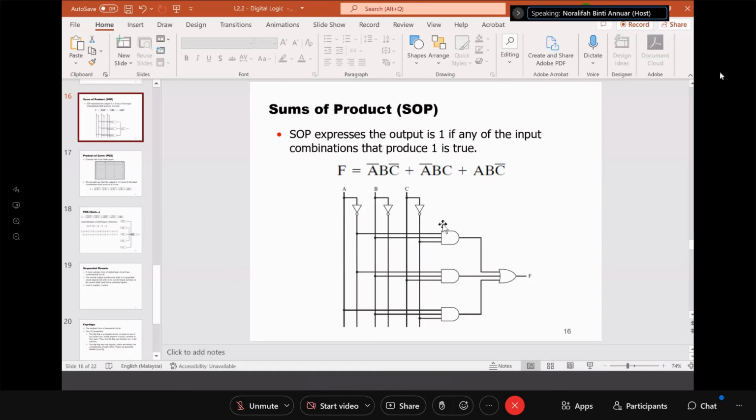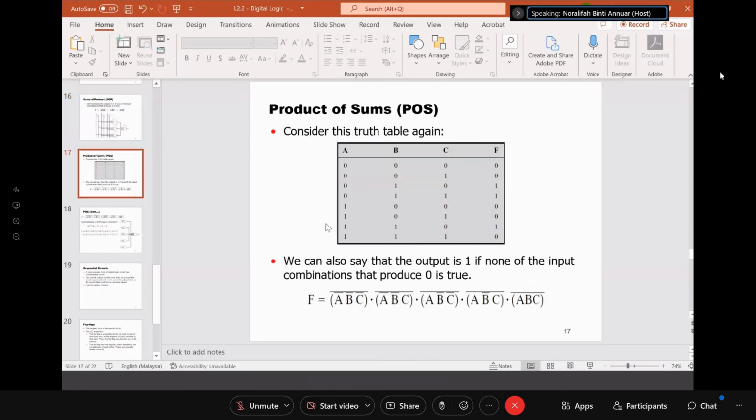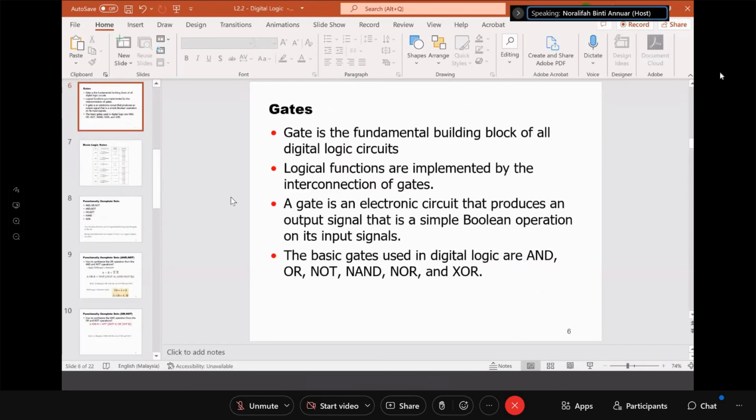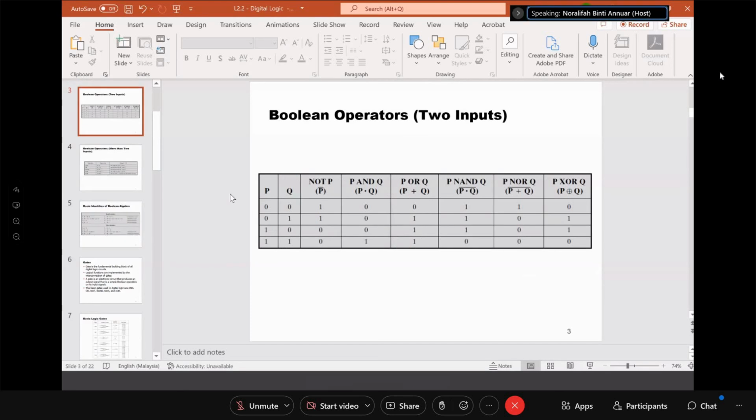Logic lah. And, or, not. Okay, so what I want to explain is this part. For the rest of the lecture, you listen to Dr. Johari's lectures.